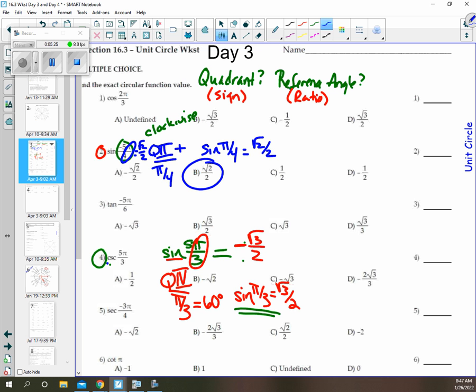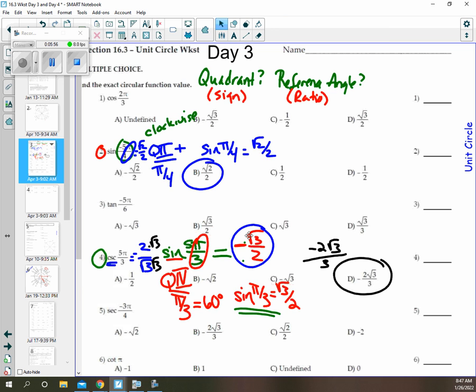But my final answer needs to be what cosecant is. That means I need to do the reciprocal of my ratio for sine. So it's still going to be negative, but now it's going to be flipped. So 2 over root 3. Now, none of those answers match, but that's because we haven't rationalized it yet. So I would multiply top and bottom by root 3. So that would give me what? A negative 2 root 3 over 3, which sure looks like that answer D there. So we can see what's happening with that.